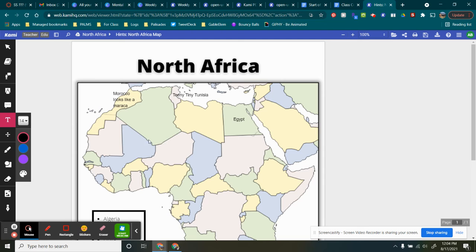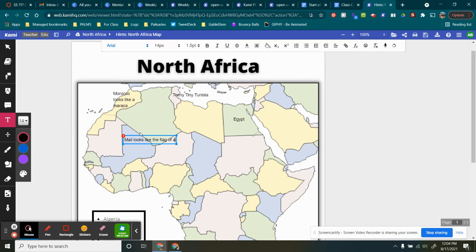I feel like this one looks like the flag of a mailbox. So if you play with the word mail, it's Mali. Mali looks like the flag of a mailbox. So it stands out to you. All right. Let's make it fit. There we go.